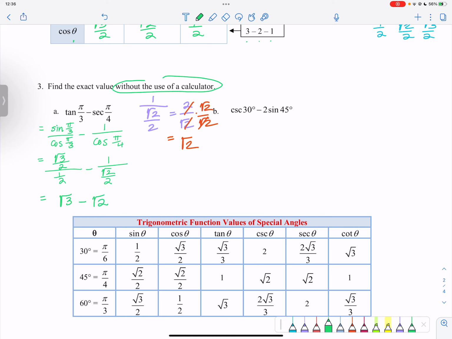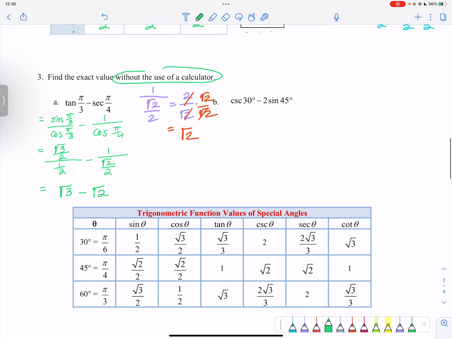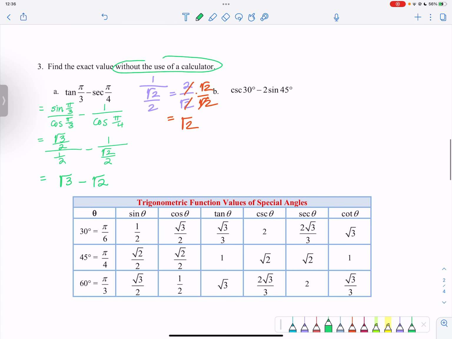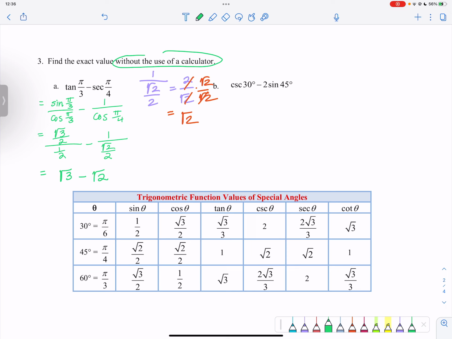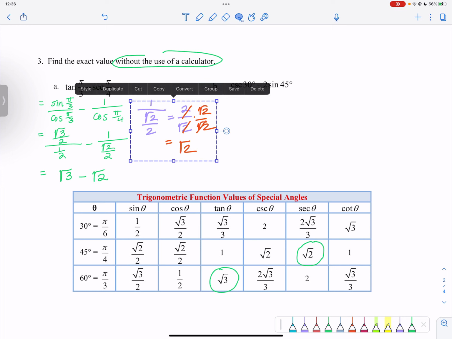A little bit tricky there. Okay. And you can see here, you could also have gotten those. Here, the tangent of theta is the square root of 3, and the secant of pi over 4 is the square root of 2. So we kind of did it the long way, but I really wanted to show you where those values come from.